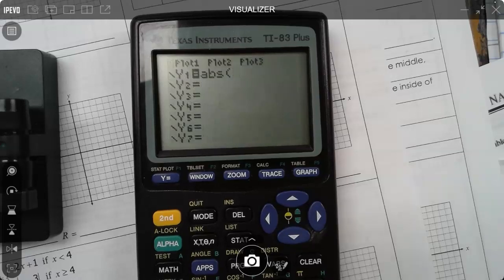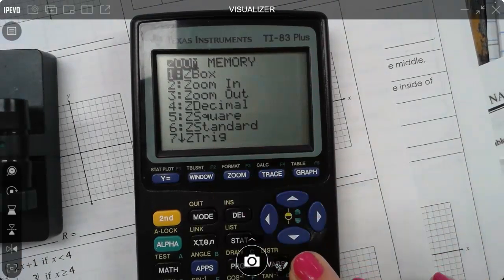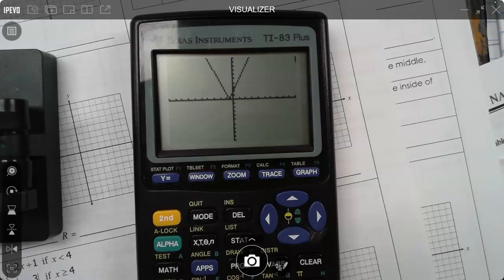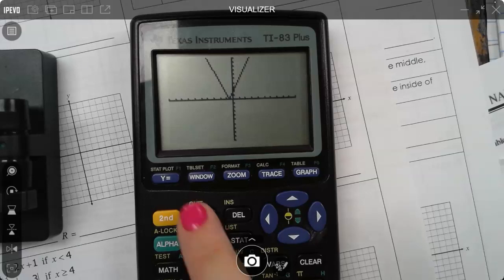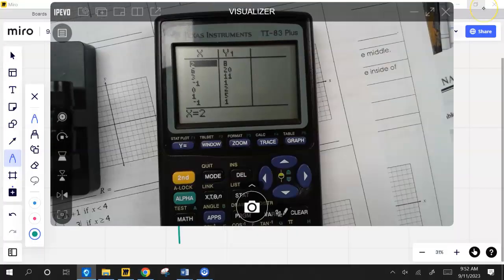And now I'm going to do my, what was the equation? 3x plus 2. I can do a zoom 6 and I can see what it looks like, but really I want that XY chart, right? That table of values. Remember how to get there? Second graph, right? And I want to go 2 points to the left of that vertex, and 2 points to the right of that vertex.